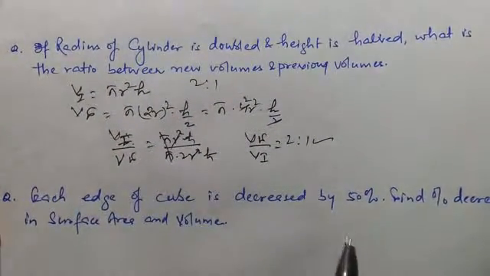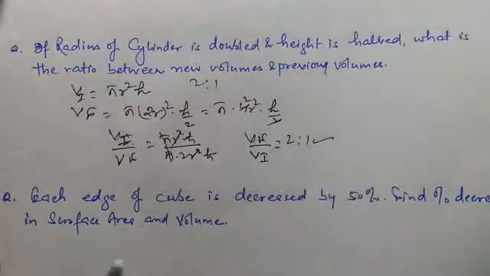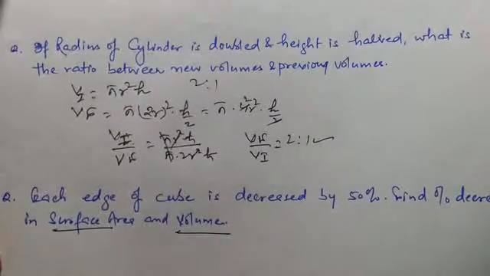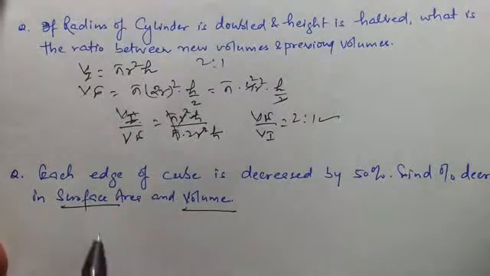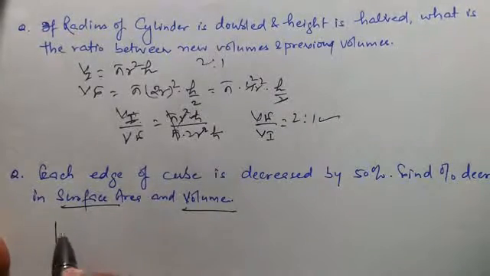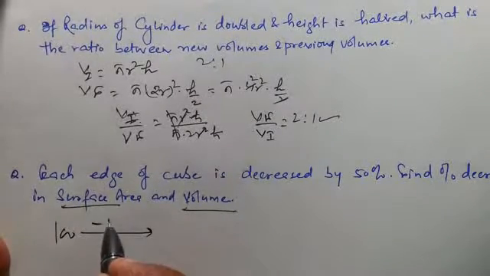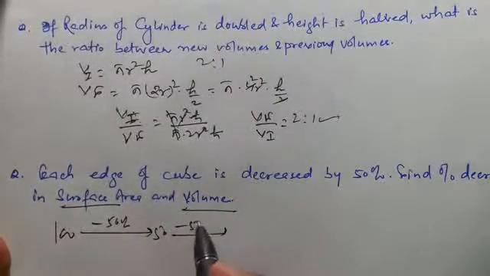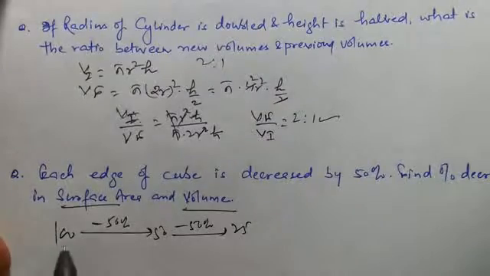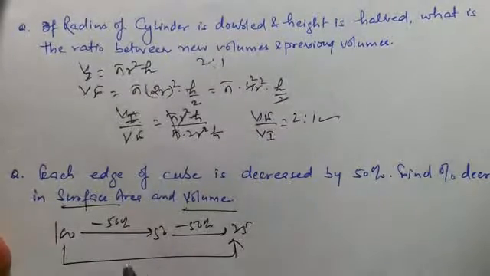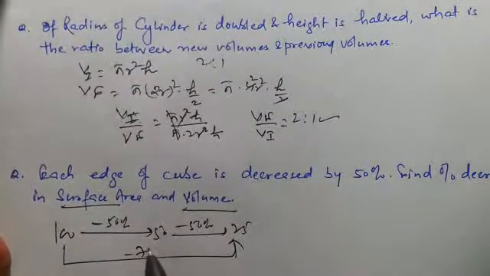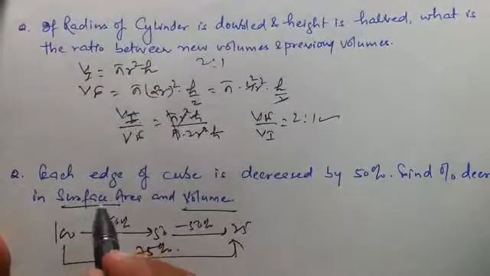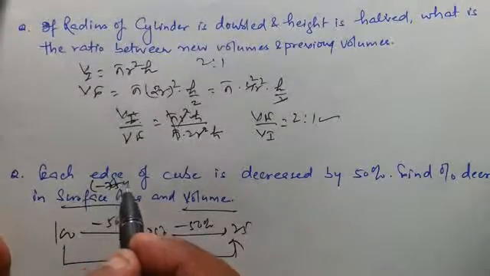Each edge of the cube is decreased by 50%. Find the percentage decrease in surface area and the percentage decrease in volume. So let us first find the percentage decrease in surface area. It will be according to the change in length and change in breadth. So let us say initially it was 100. We have decreased it by 50%, so it becomes 50. And now again the breadth is decreased by 50%, it becomes 25. So from 100 it becomes 25, so it is a loss of 75%. So the decrease in surface area is 75%.